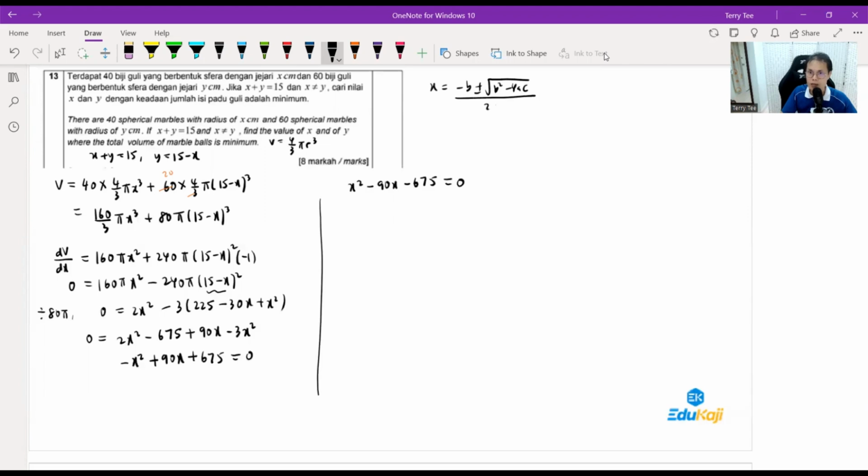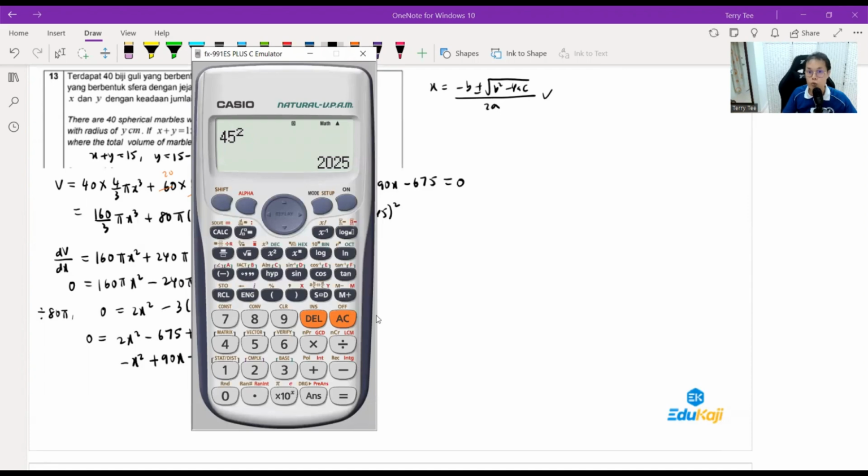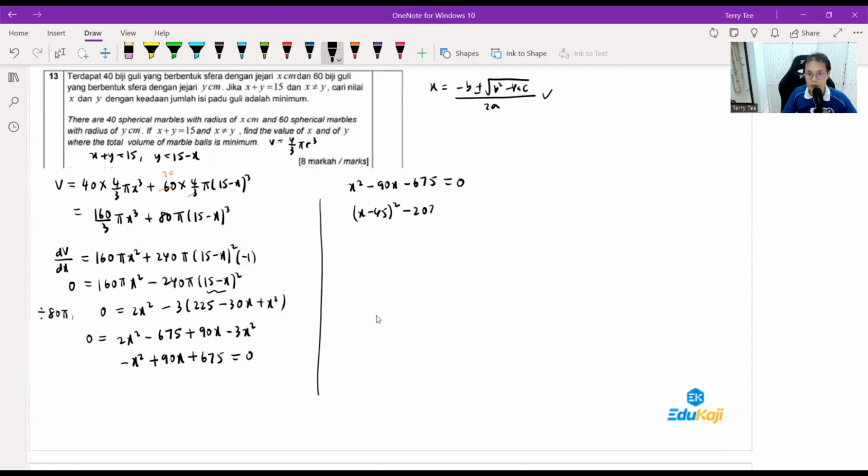Because I look at it, I can't actually factorize this. So I like to complete the square. If you are more comfortable with this, go ahead. To complete the square, I take half of 90. Half of 90 is 45. Then I square it. And 45 squared, let me see, is 2025. So minus 2025. Then you minus 675.